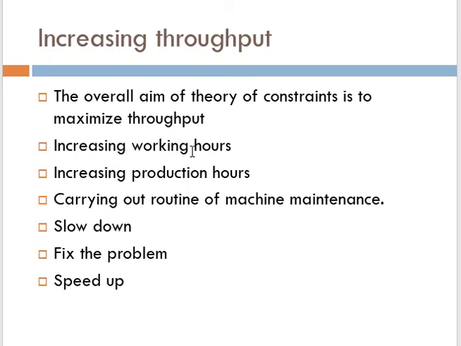So any negligence in maintaining the machine will lead to the stoppage of the production sector. So increasing the working hours will make sure that within the specified time the customers' orders can be satisfied. Increasing production hours as well as working hours, then proper machine maintenance. Then slow down.